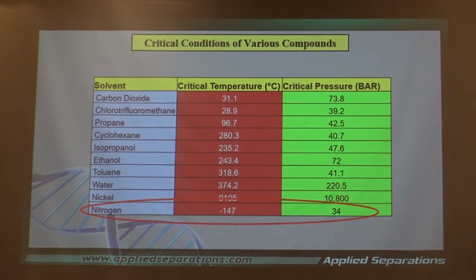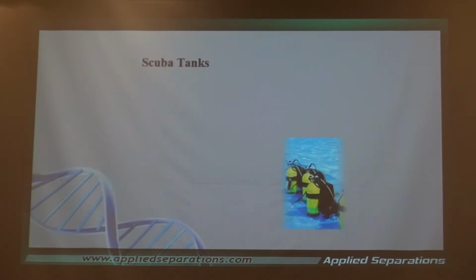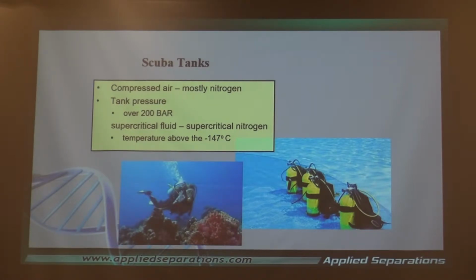Nitrogen. Think of it in the other direction. Look at those temperatures. Pretty cold. And actually, we have supercritical nitrogen in a scuba tank. Now, when it comes out of the scuba tank, obviously, it is at a gaseous state. But when it is in the tank, it is under the conditions of being supercritical. So it's not this unusual phenomenon that we're talking about here. It is a pretty common phenomenon that we have all over the place. There are many different areas where you can use supercritical fluids.